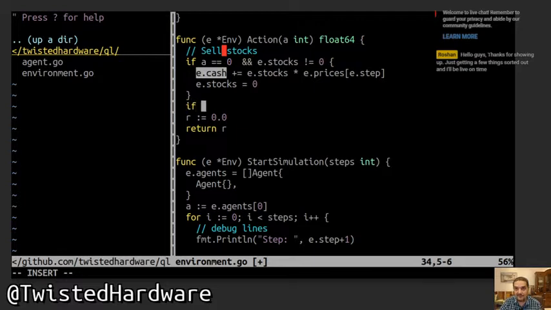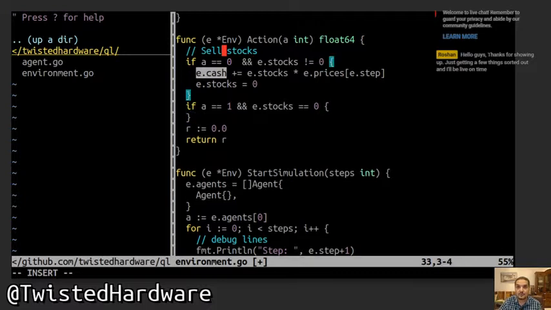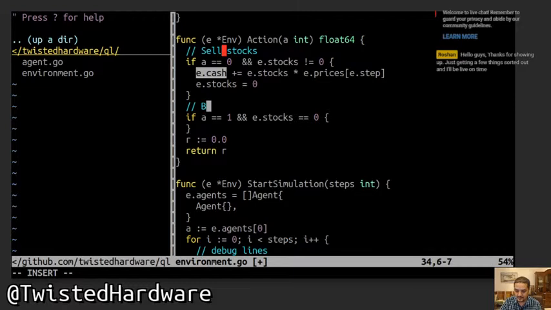Then if a equals 1 and e.stocks equals 0, so this would be a buy signal. So buy, actually let me just call it signal, and this is a sell signal, because the other signals for hold and stay out of the market, we don't actually do any action there.